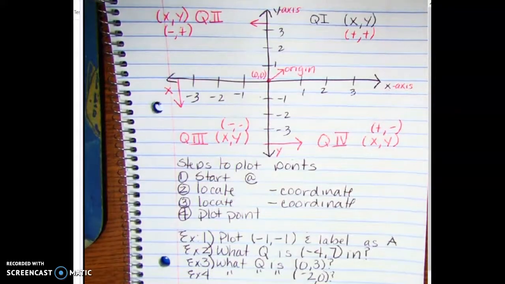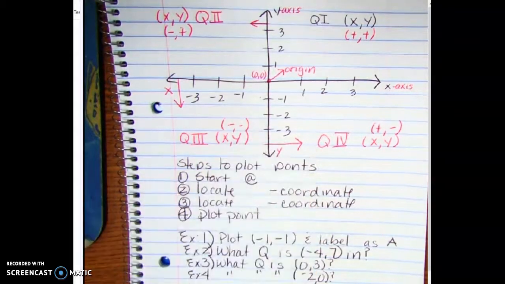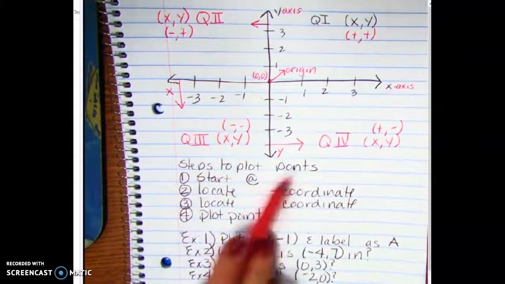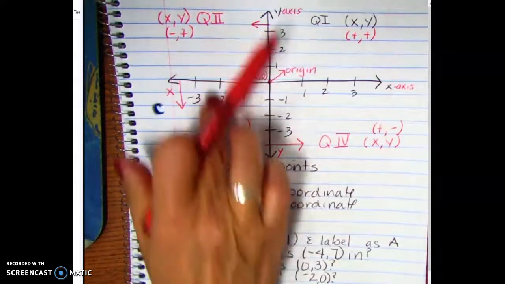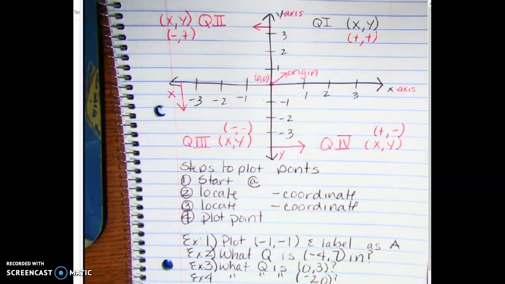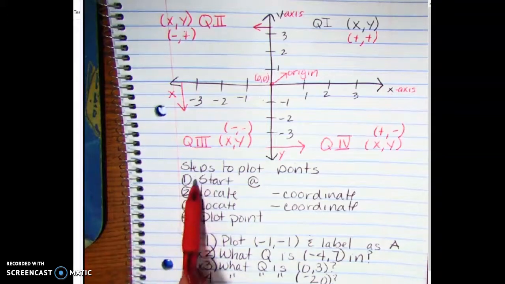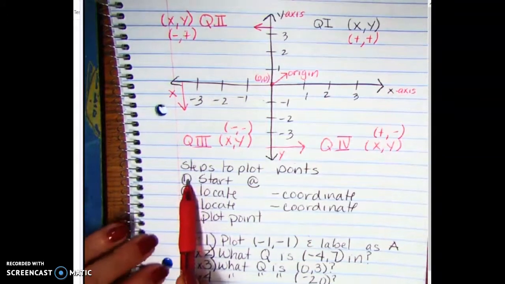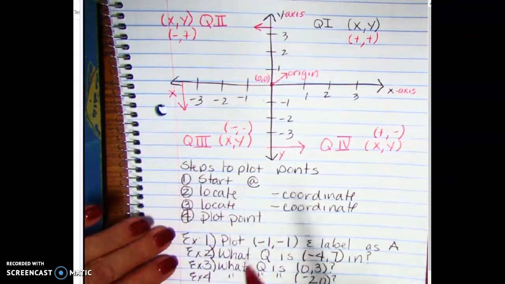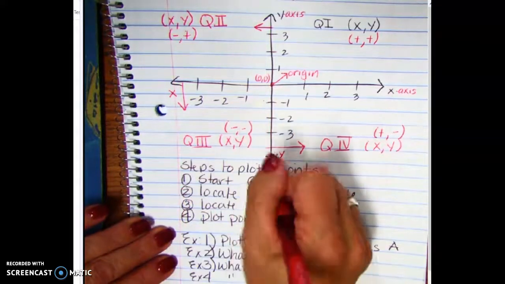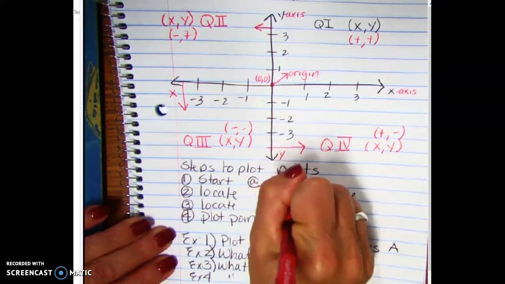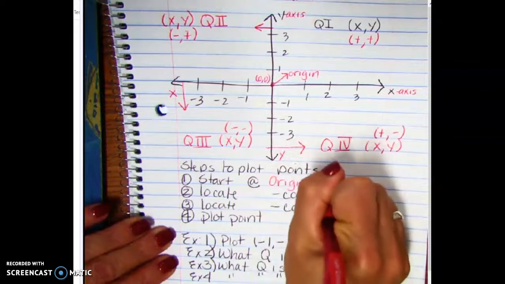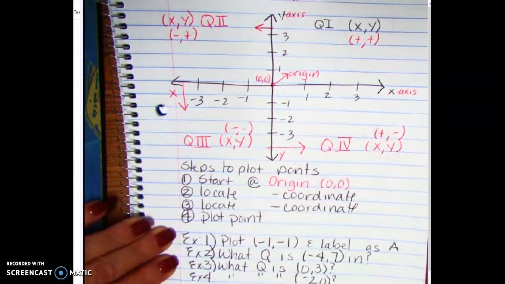This tells me a lot here. So here's what we're going to do. We're going to take a look at steps to plot points. We're going to use this to plot our points, so it's important that you have it. And then we're going to answer these questions. But let's fill in the steps, because you know I'm such a fan. First, we start at the origin, always. That's where we start to count, at 0, 0.